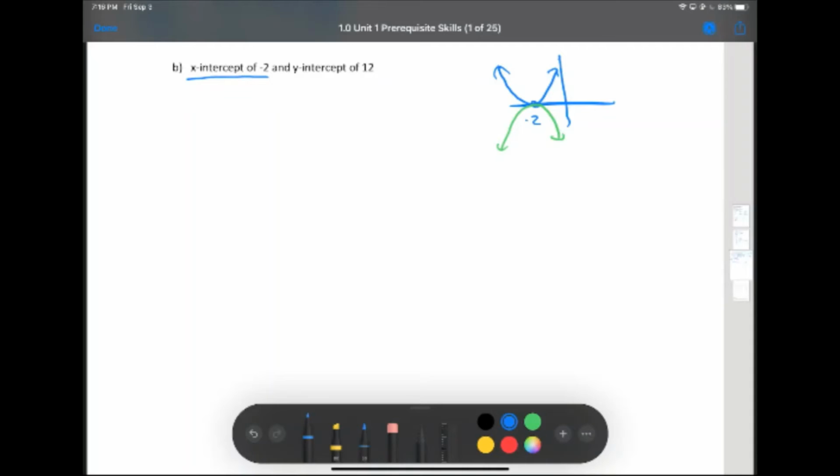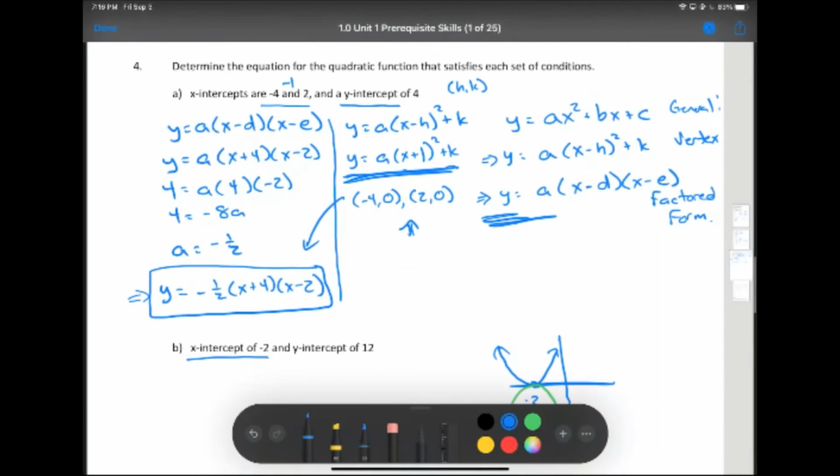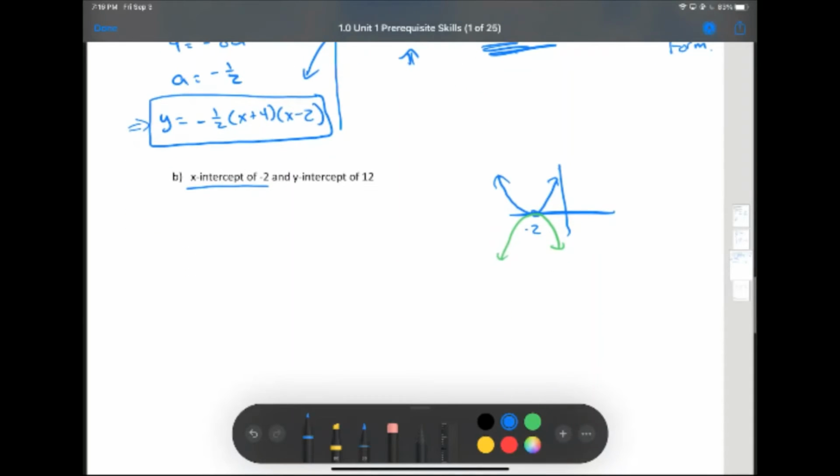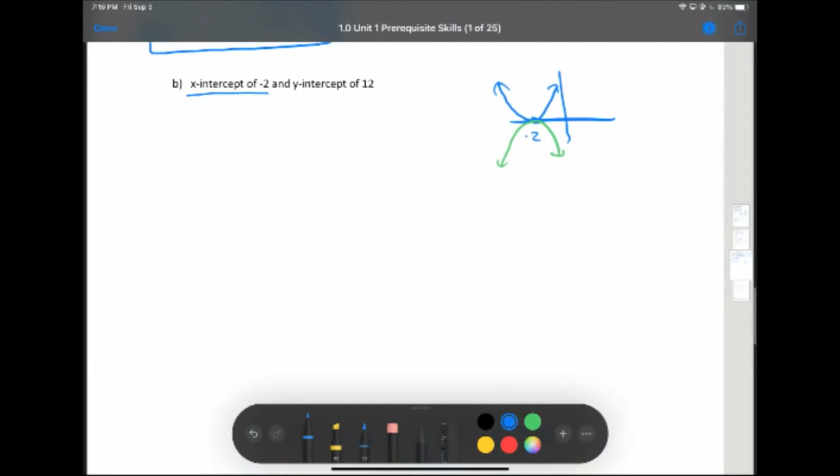Okay. Much like we did last time where we got to choose which form we wanted, this time I think I'm going to use vertex form. And the reason for that is the single x-intercept kind of gives us a vertex. So I'm going to start off with y equals a(x minus h) squared plus k. And I'm going to plug in my x-intercept. My x-intercept basically is the vertex. Y equals a(x minus negative 2), which is plus 2.